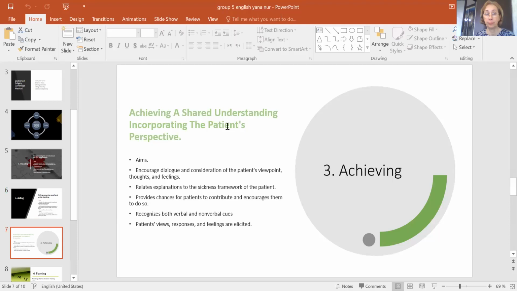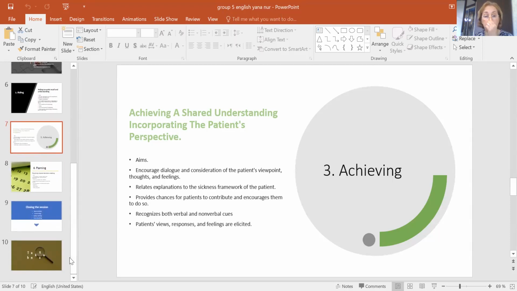And here we have achieving a shared understanding, incorporating the patient's perspective. First, the aims: encourage dialogue and consideration of the patient's viewpoint, thoughts, and feelings. Relate explanation to the patient's illness framework. Provide chances for the patient to contribute and encourage them to do so. Recognize both verbal and non-verbal cues. Patient views, responses, and feelings are elicited.